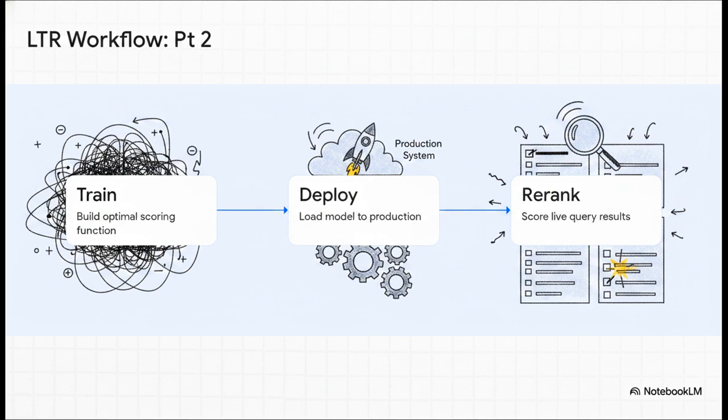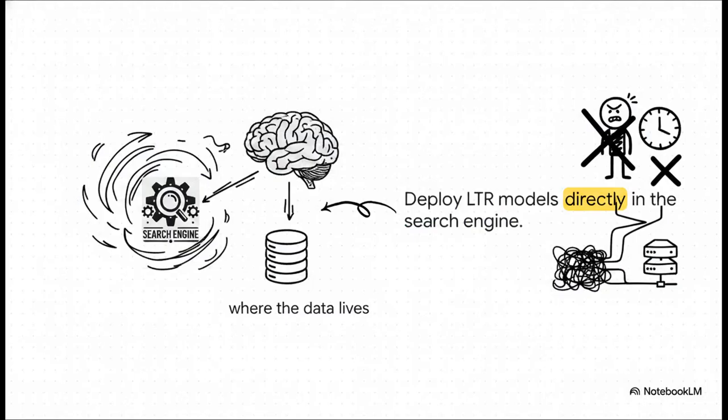Having prepared that pairwise training data, we train the SVM model. Once it's trained, we have our optimal scoring function. The next step is deploying it to production, so we can start ranking live queries from real users. But where we deploy this matters immensely.